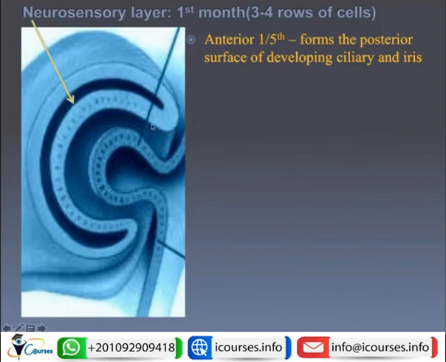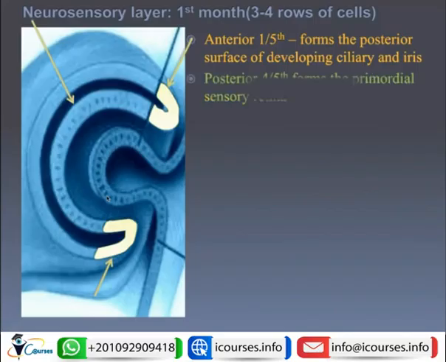As we mentioned in the embryology of the anterior segment, the distal part of the edges of the optic cup will form the iris and ciliary body. So the distal part will form the iris, and the proximal part will form the ciliary body. The retina will develop from the posterior 4/5 of the inner layer of the optic cup. This is what will form the primordial sensory retina. So again, the sensory retina will be formed from the inner layer of the posterior 4/5 of the optic cup.